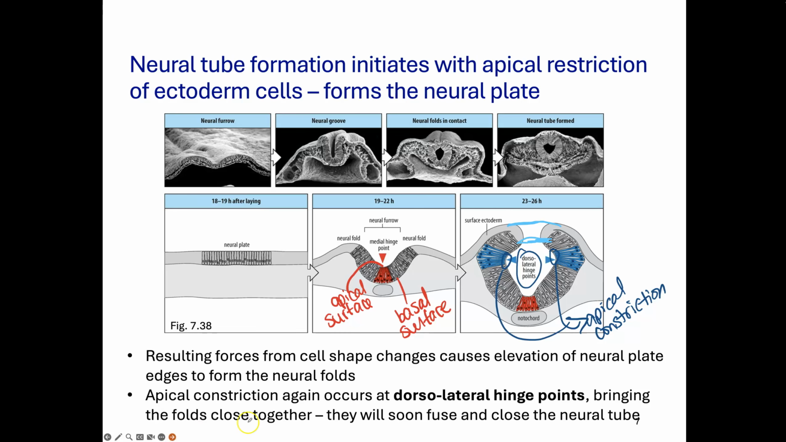And eventually what's going to happen, as we've already talked about, is those neural tube cells will fuse with each other, and the ectoderm cells will fuse with each other, and there's a little bit of cells in between that's going to form those neural crests.